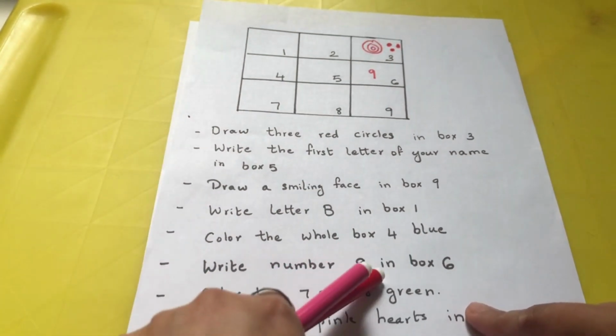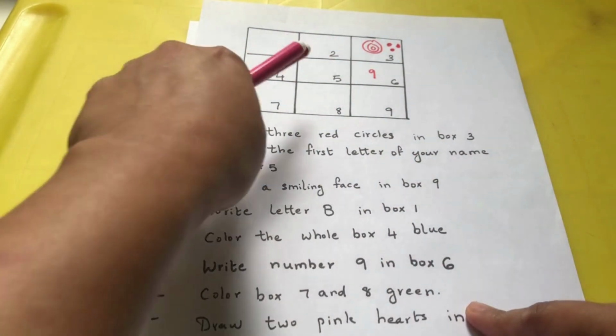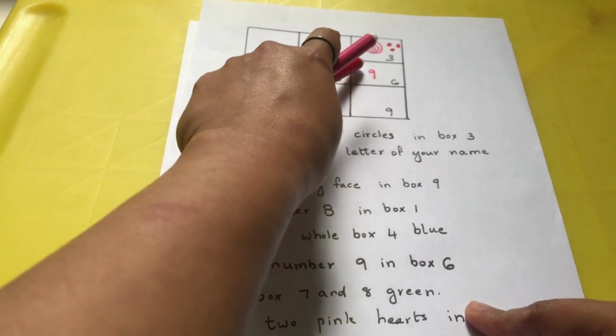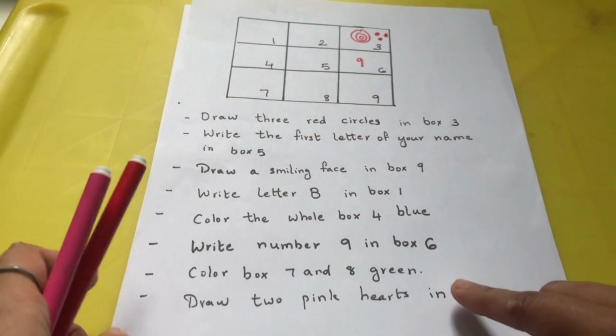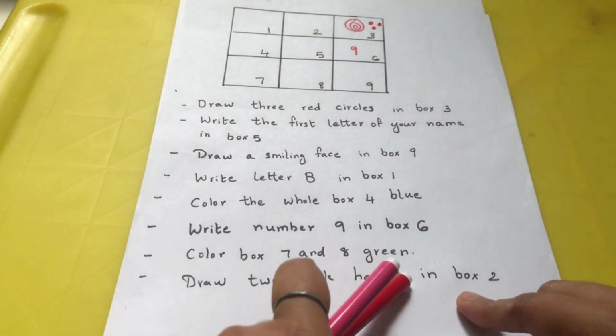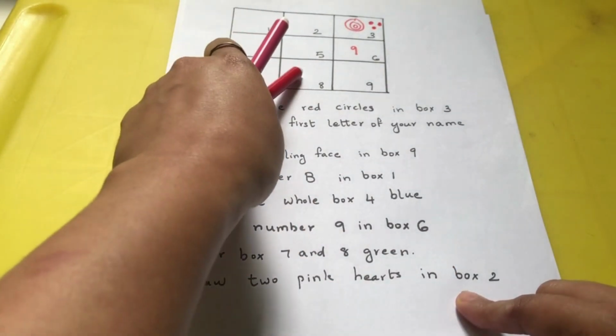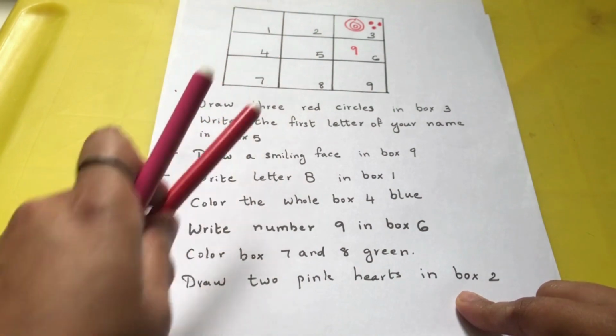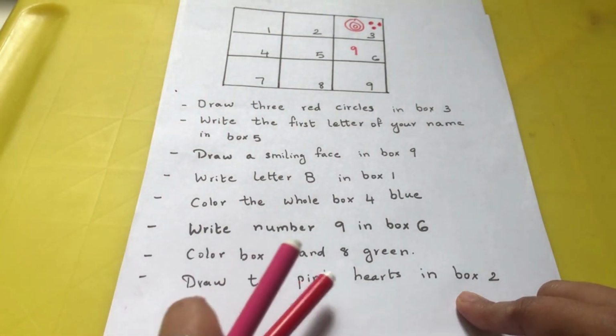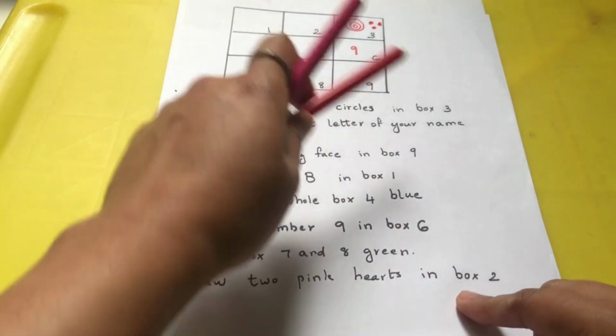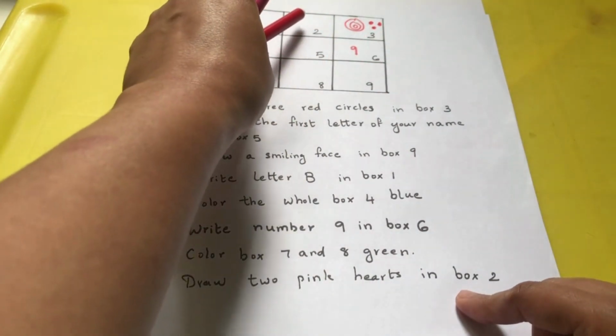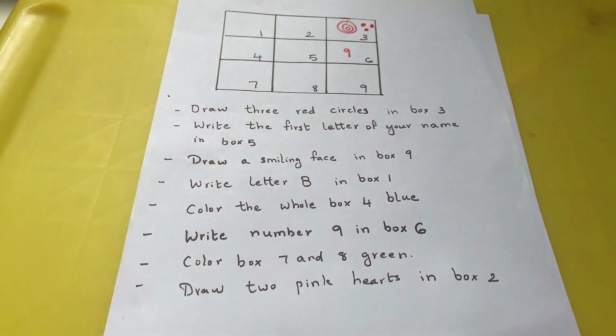Write number 9 in box 6. So he has to find box 6 and he has to write number 9 in it. Color box 7 and 8 green. So these two boxes, 7 and 8, he should color green. Draw 2 pink hearts in box 2. So he has to find box 2 and draw 2 pink hearts in it.